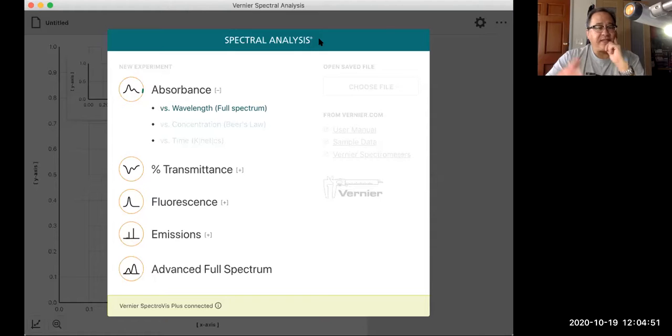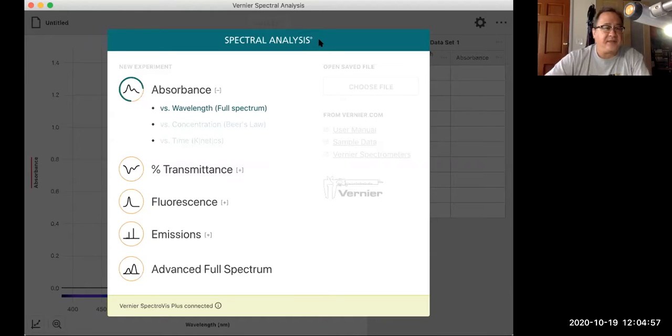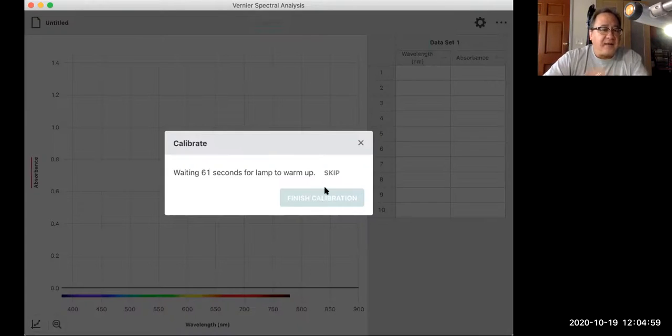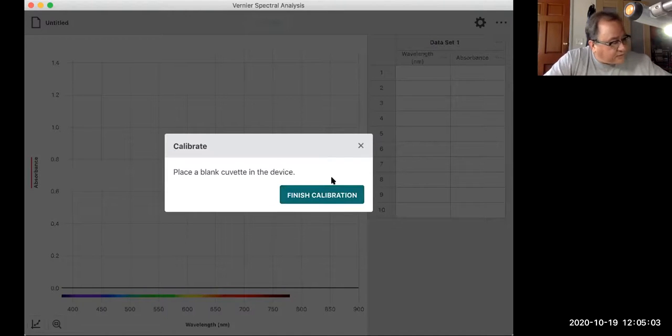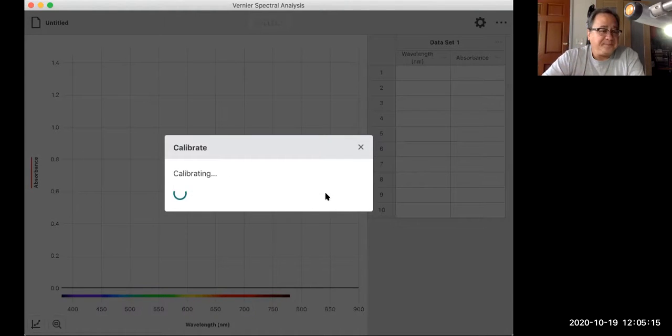And this takes a while for the lamp to warm up. We're not going to warm it up because we're not doing a real analysis, but I'm going to skip this step. And we're supposed to put in a blank cuvette. So a blank cuvette is a sample that has solution in it, but none of the colored solution. So it's just clear and colorless. So I'm going to hit calibrate.